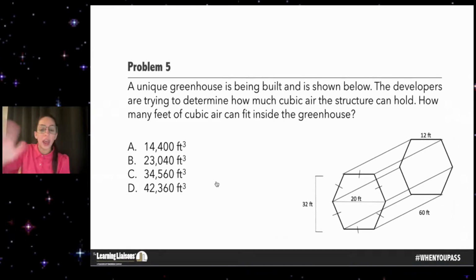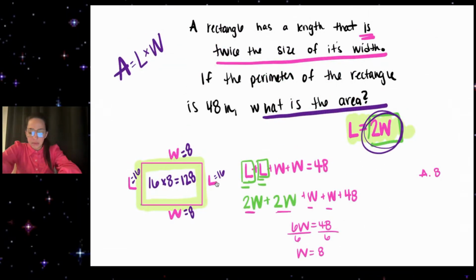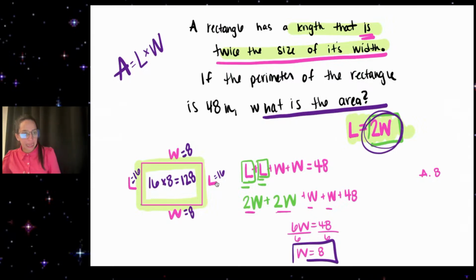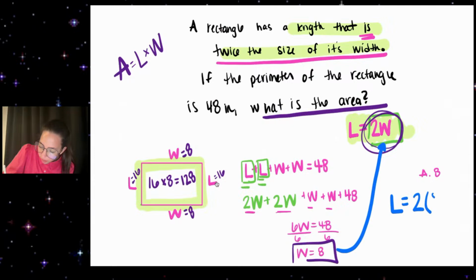Wait, how did I get 16? Okay, I'll go back. I got 16 because the words told me, I love that you asked that question. The length is twice the size of the width. So because I solved for my width and I got 8, I know that 2 times 8 is 16. Twice of 8, 2 times width is 16. I can also plug 8 in for W right here. And 2 times 8 is 16. So then that length equals 16.